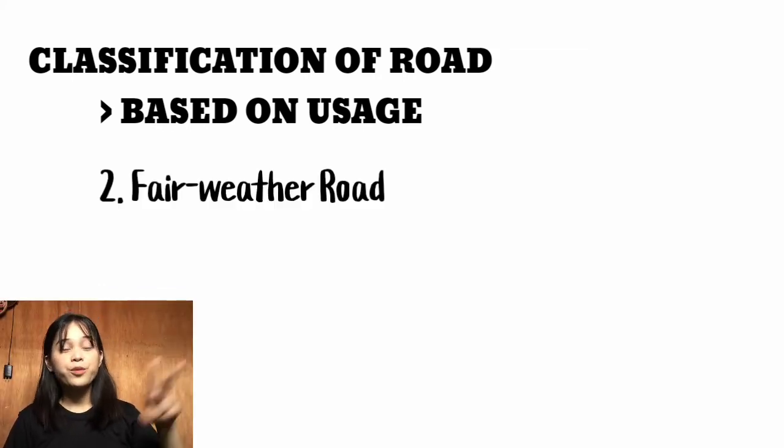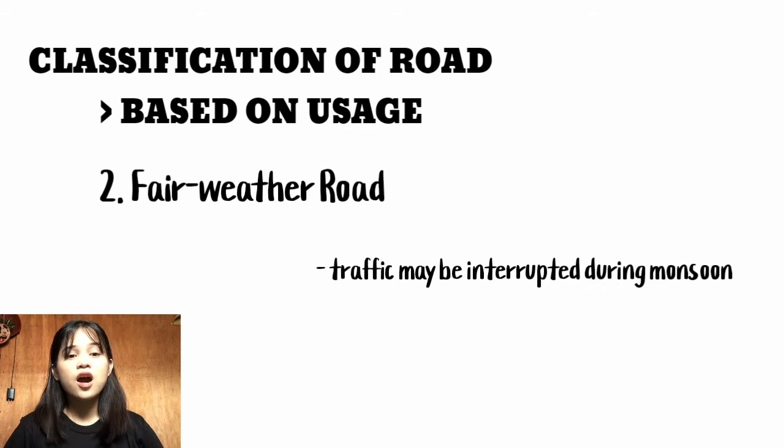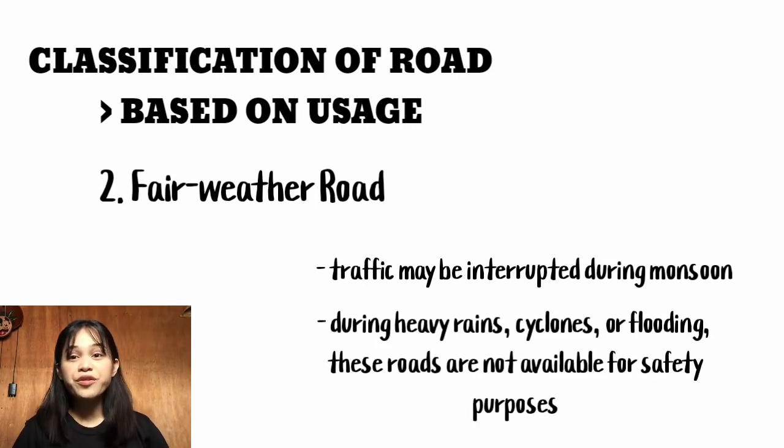The second type of road based on usage is the fair weather roads. Fair weather roads are roads where traffic may be interrupted during monsoon season at causeways where streams may overflow across the road. So fair weather roads are the roads which are only reached under fair atmospheric conditions. During heavy rains, cyclones, or floodings, these roads are not available due to safety purposes.